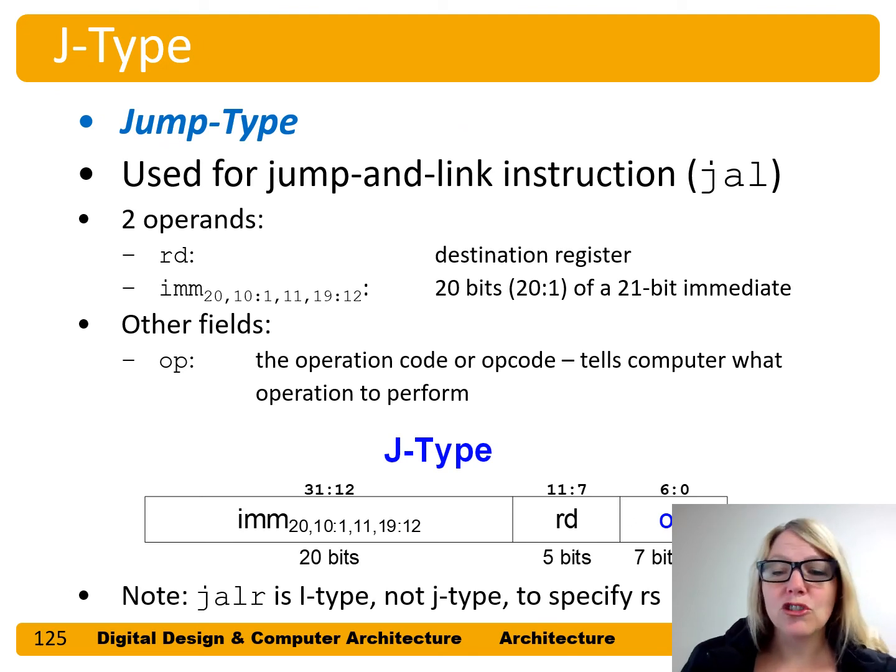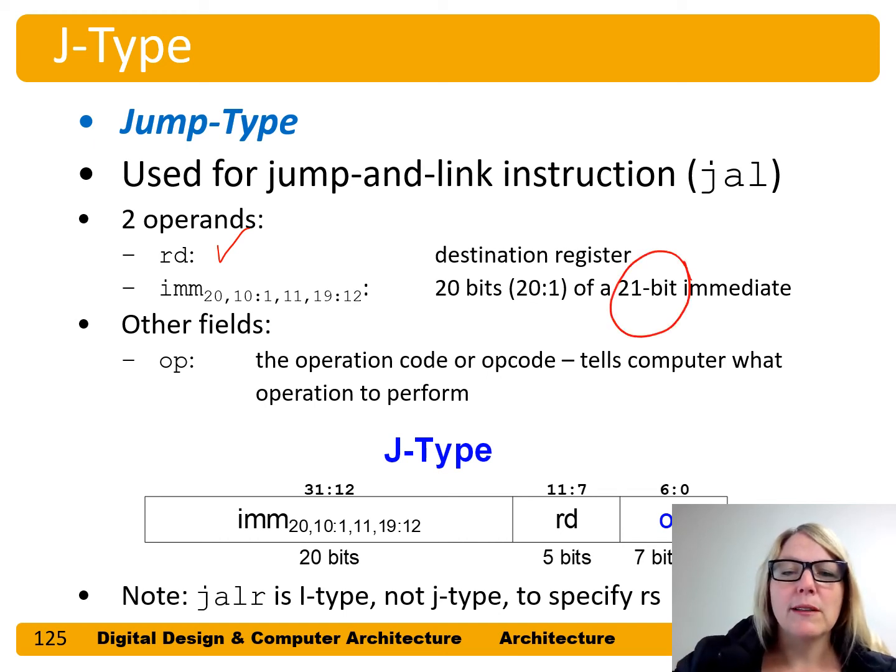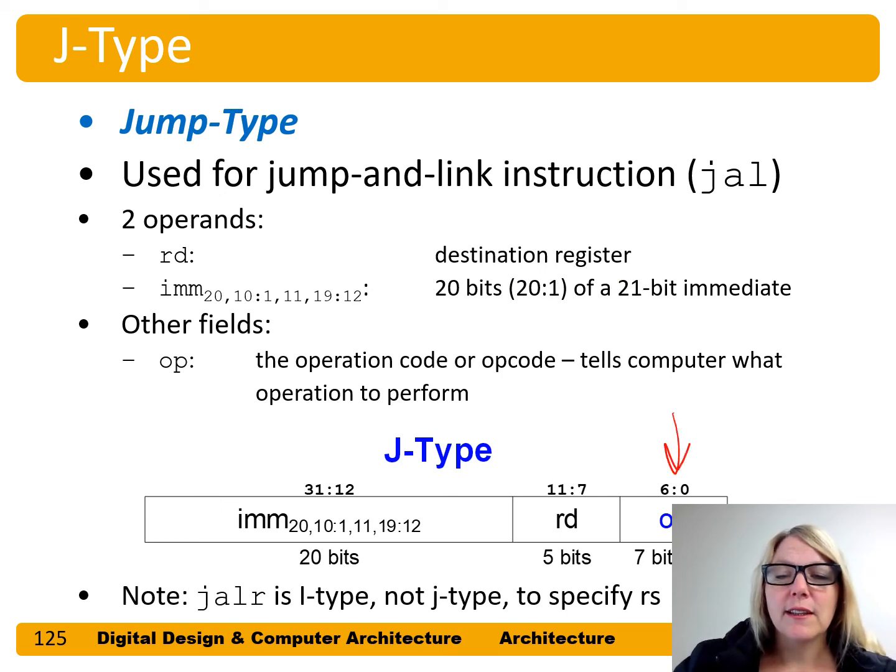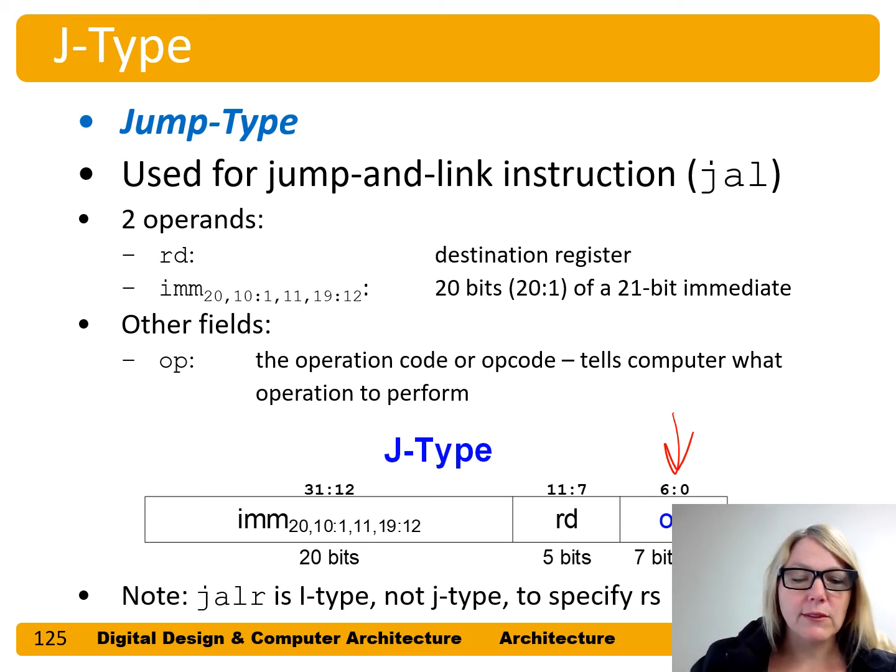The J-type instruction, or jump type instruction, is used for the jump and link instruction, JAL, and it has 2 operands, RD, and a 21-bit immediate. So we're only encoding 20 bits of that immediate. We're not encoding bit 0. We're only encoding bits 20 to bit 1. And like the U-type instruction, this includes only an opcode field, no funct3 or funct7 field.